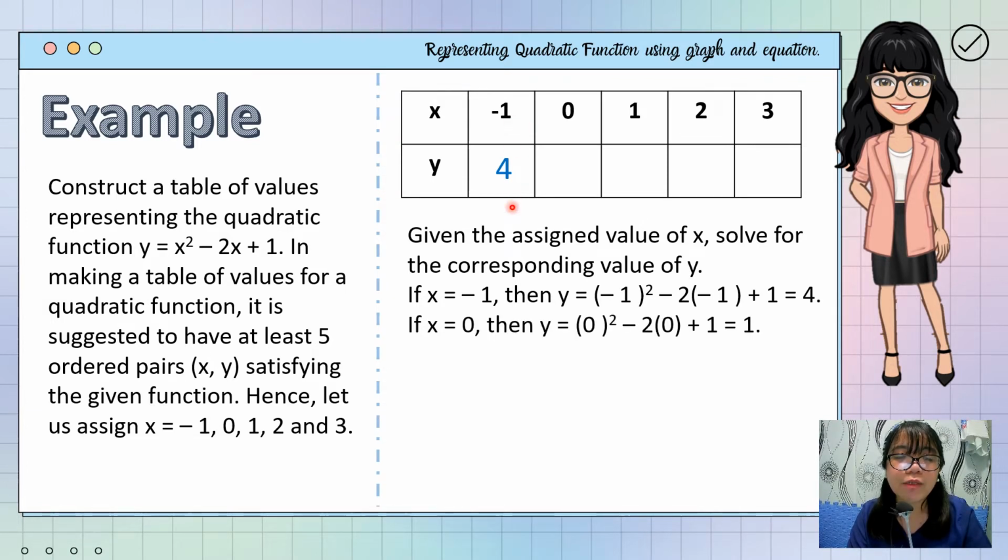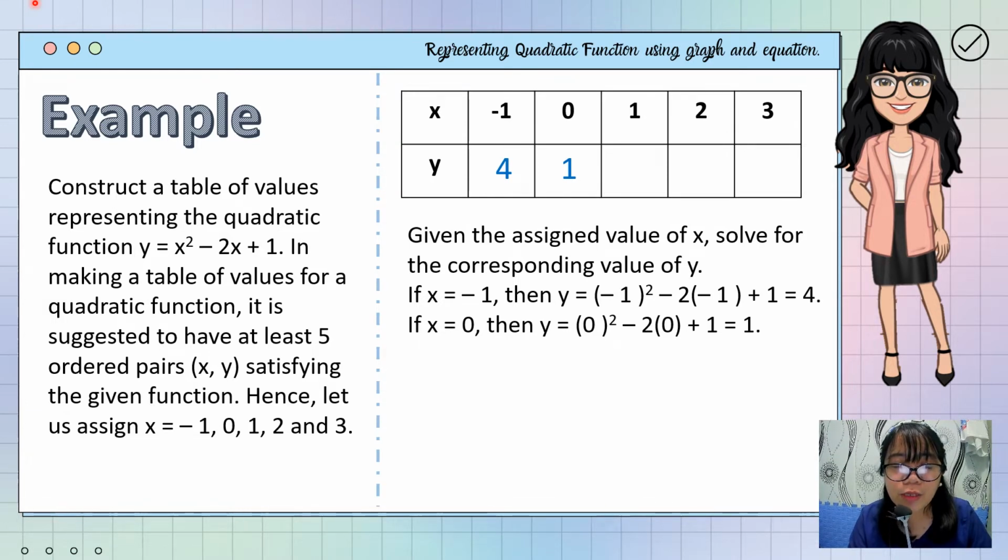Now if x is equal to 0, the same thing will happen. We will be substituting 0 into this quadratic equation. So we will be replacing every x here by 0. That is why we have y equals 0 squared minus 2 times 0 plus 1. 0 squared is 0. Negative 2 times 0 is 0. So what is left is 1. So if x is equal to 0, our y is equal to 1. So our next ordered pair is (0, 1).